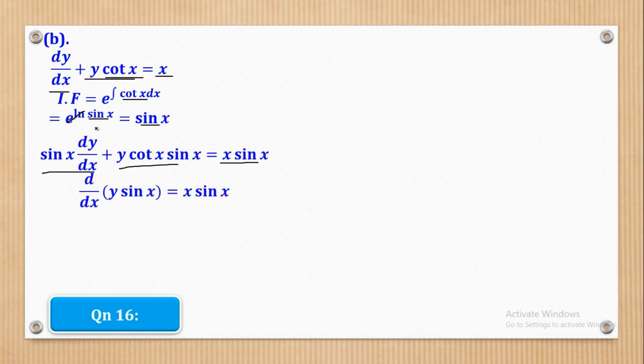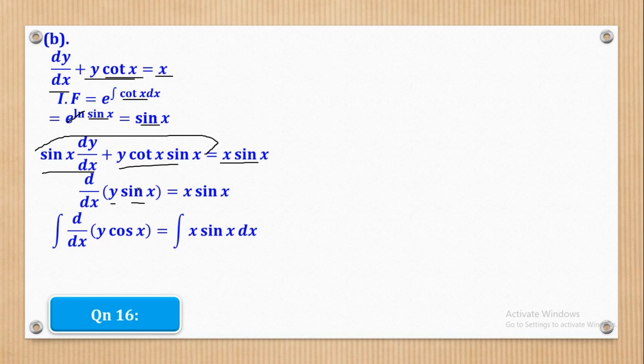Now from there, I have to remember that the derivative of y times the integrating factor, d dx of y times the integrating factor, is the whole of this up to here. Then this side I remain with x sin x. Then from there, I'm going to put integrals on both sides to come up with this step. Then remember that this integral and derivative cancel to remain with only y sin x.